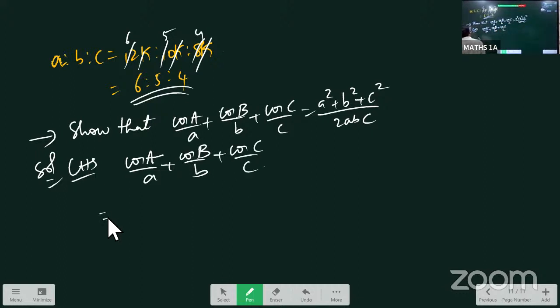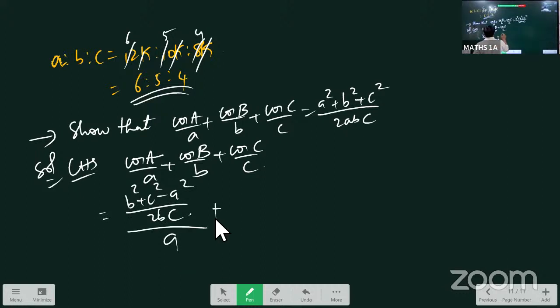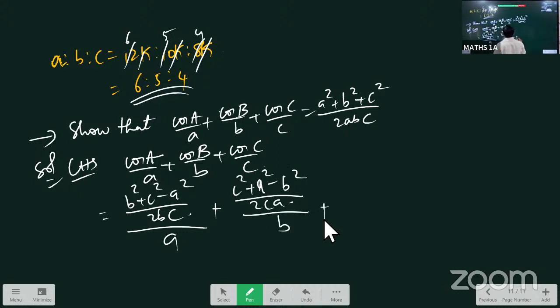What is cos A? By the cosine rule formula, it is B square plus C square minus A square by 2BC, divided by A. Plus cos B, which is C square plus A square minus B square by 2CA, divided by B. Plus cos C, which is A square plus B square minus C square by 2AB, divided by C.